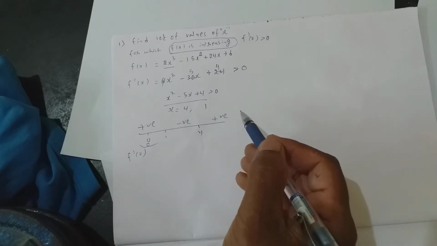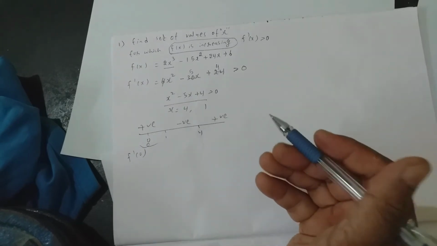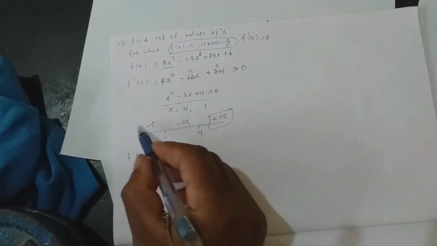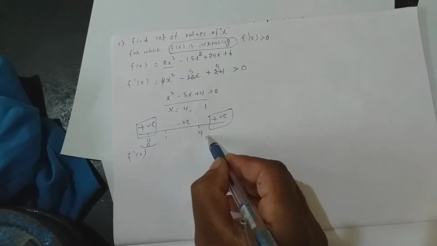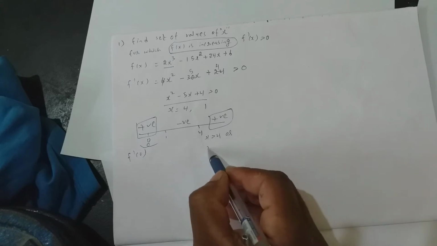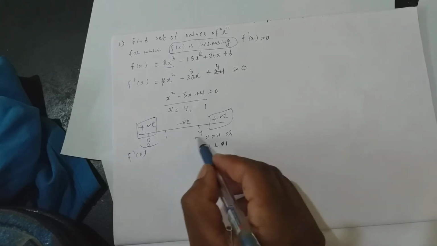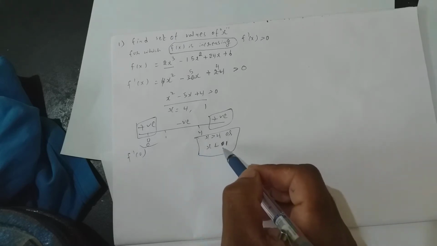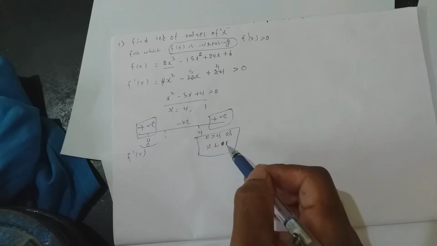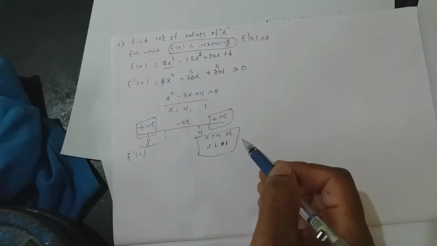That means it's negative over here and it's positive over here. So where all is it increasing? Where all do I have positive sign? In this part and in this part. So x greater than 4 or x is less than 1 is my answer. In these two places it is increasing. Am I clear?